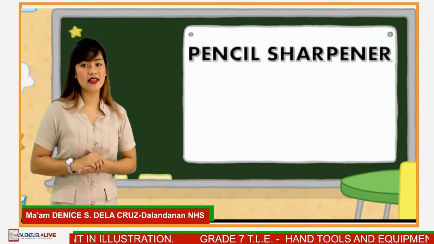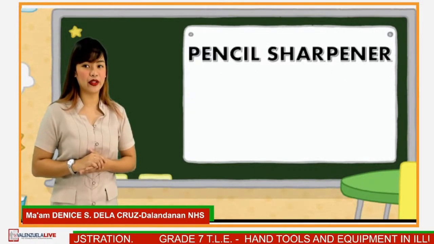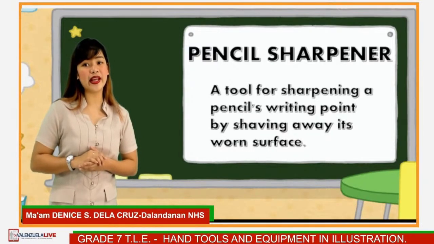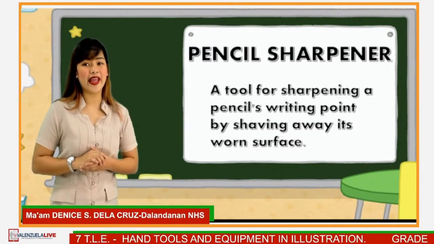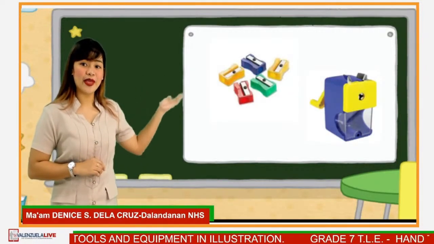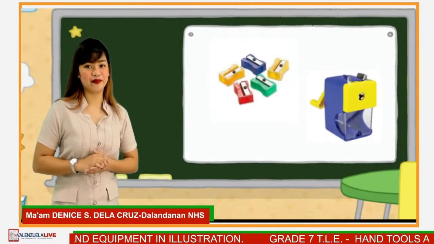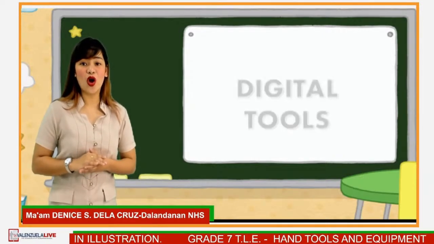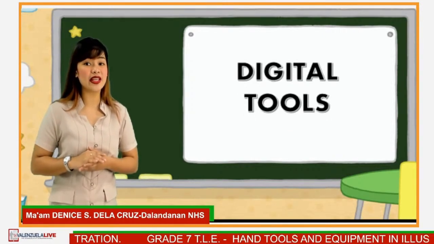And last is the pencil sharpener. A pencil sharpener is used for sharpening a pencil's writing point by shaving away its worn surface. Paper, pencil, and eraser are commonly hand tools used in illustration.